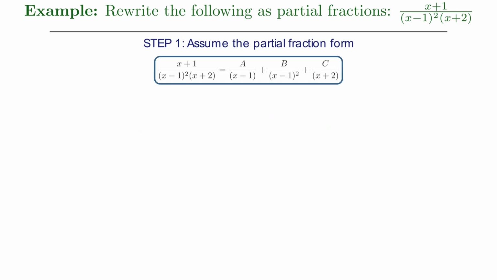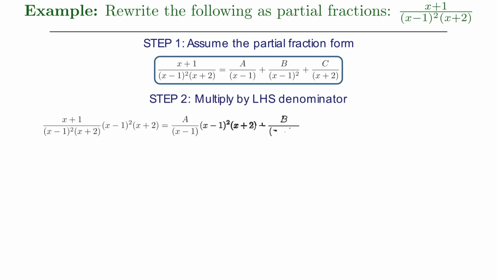The next step is to multiply everything by that left-hand side denominator. So multiplying through by (x - 1)^2 (x + 2), we can cancel out any terms. On the left hand side we can cancel out the denominator. With the A term we can only cancel one of the (x - 1)s. With the B term we can cancel the (x - 1)^2, and with the C term we can cancel the (x + 2). So this leaves us with x + 1 equals A(x - 1)(x + 2) plus B(x + 2) plus C(x - 1)^2.